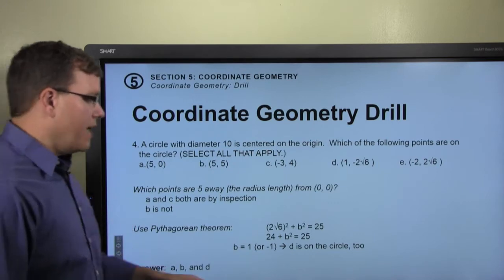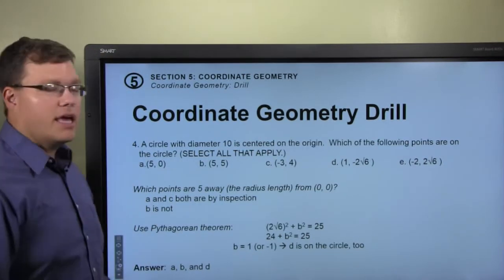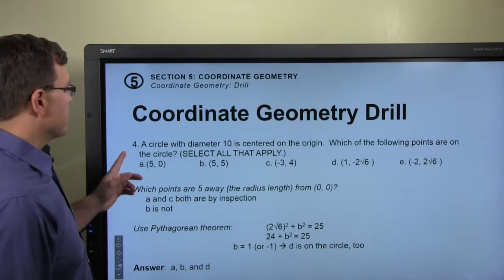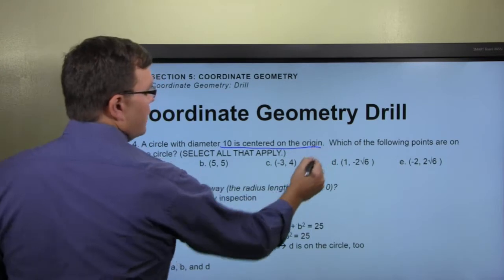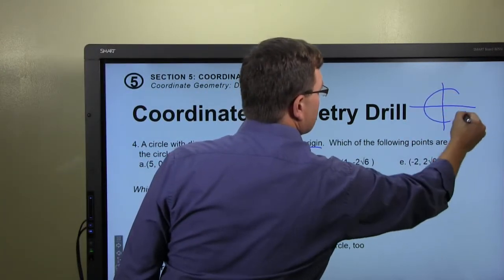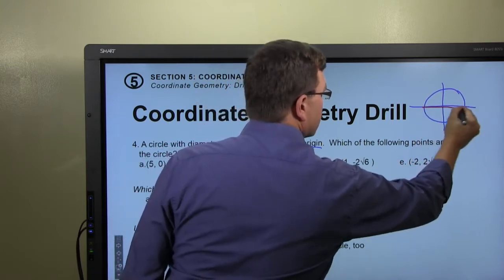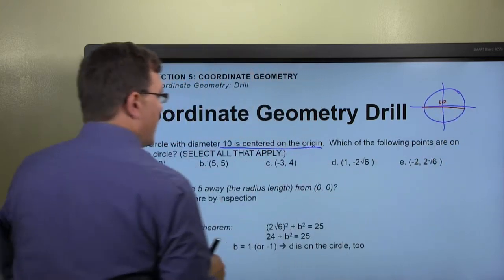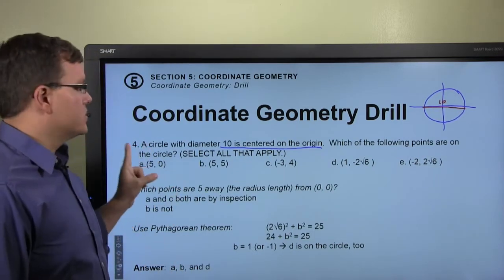Number 4, again, these drills are actually pretty complicated GMAT questions. A circle with a diameter of 10 is centered on the origin. So here we've got an origin right here, and a circle like this, and the diameter right across here is going to be 10. Now, which of the following points are on the circle?